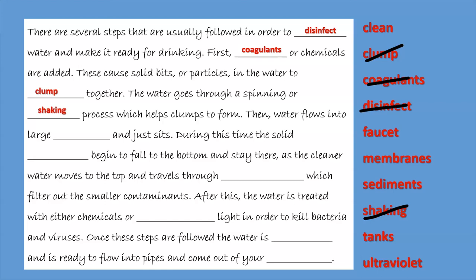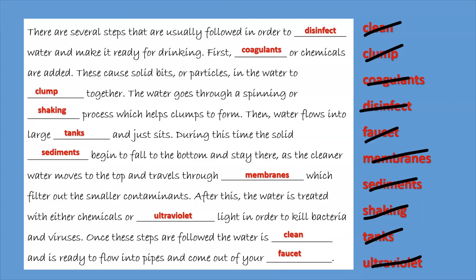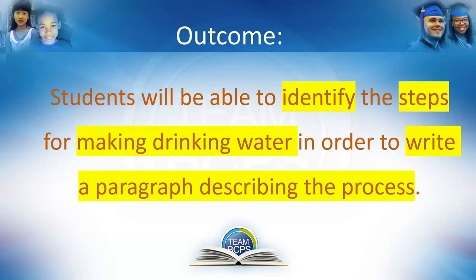Then water flows into large tanks and just sits. During this time, the solid sediments begin to fall to the bottom and stay there. As the cleaner water moves to the top and travels through membranes, which filter out the smaller contaminants. After this, the water is treated with either chemicals or ultraviolet light in order to kill bacteria and viruses. Once these steps are followed, the water is clean and is ready to flow into pipes and come out of your faucet. Great job.